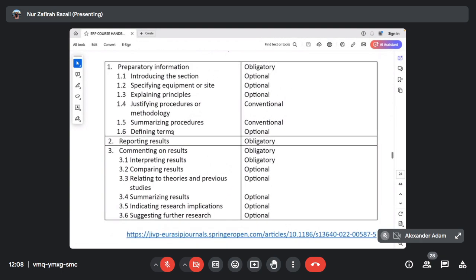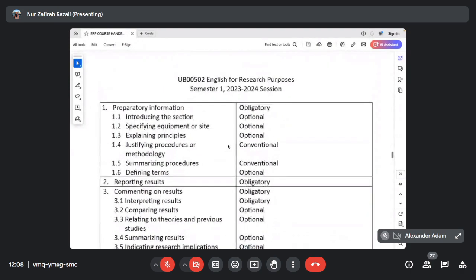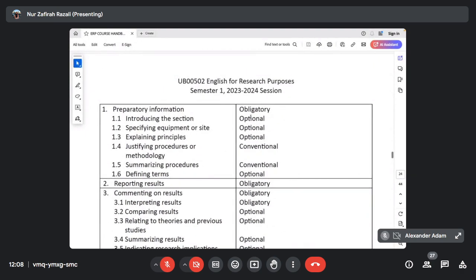But as I said before, there's no cyclicity to moves, because you may see move 1, move 2, move 3, sometimes move 1, move 2, and then back to move 1, and then it's move 1, move 3, and suddenly it's move 2. So there's no cyclicity to this order. All right. Now, as you can see here, this is called status, obligatory. For example, move 1, preparatory information, is obligatory. Reporting results is also obligatory.